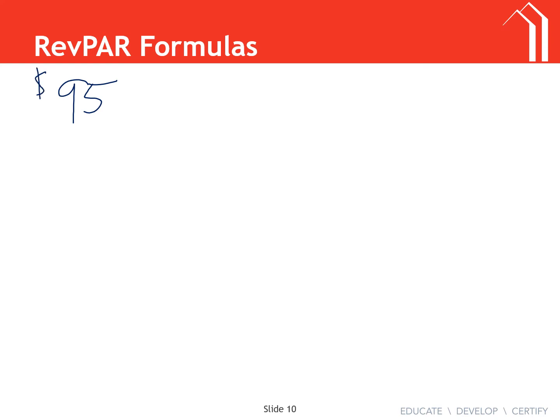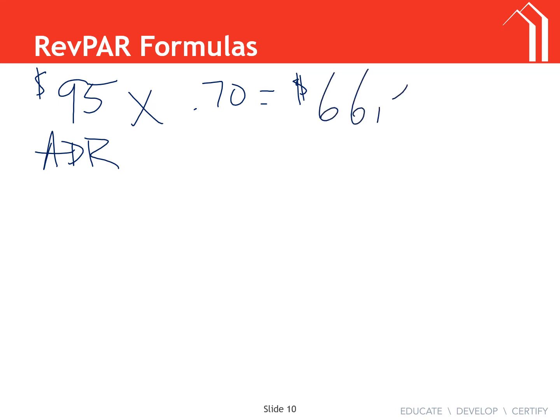Okay, so in this case, you did $95 times the 70% occupancy. Right. And so your $95 was your average daily rate, what we looked at, okay? And then you multiplied by our 70% occupancy that we have in-house, and what was our result? $66.50? Okay.